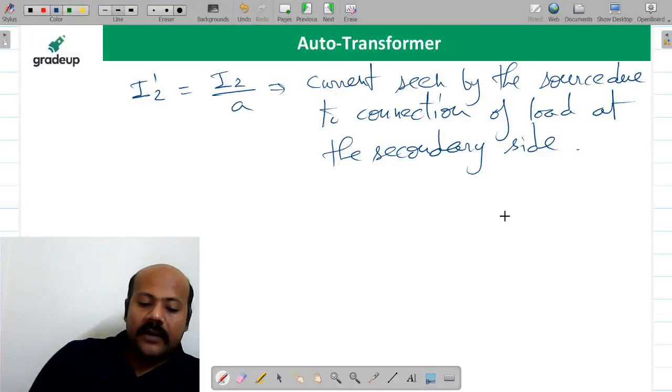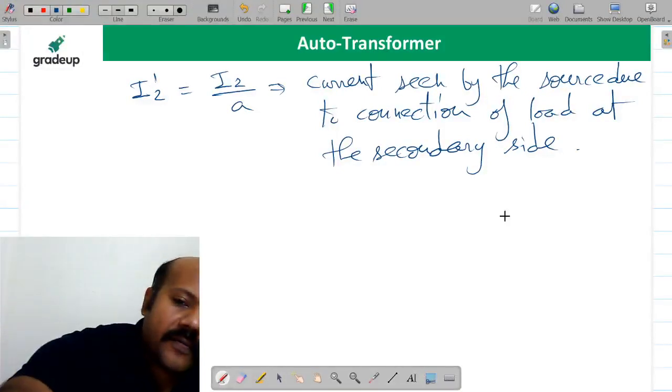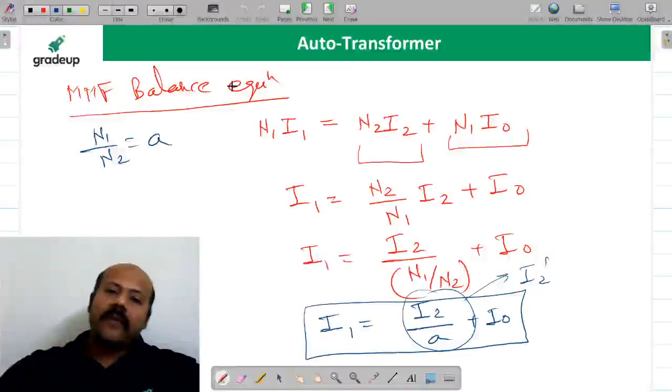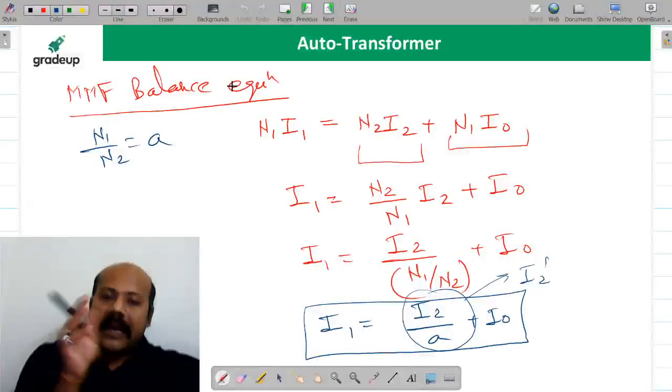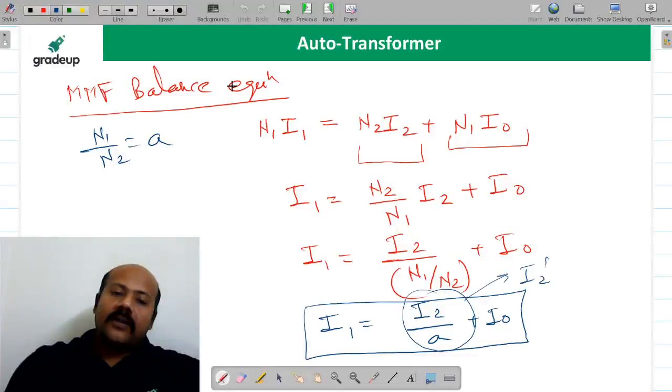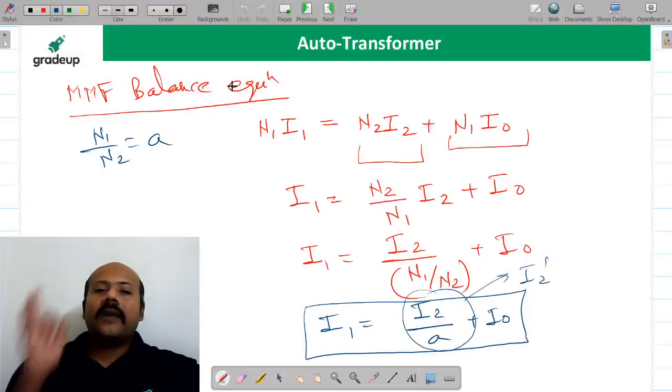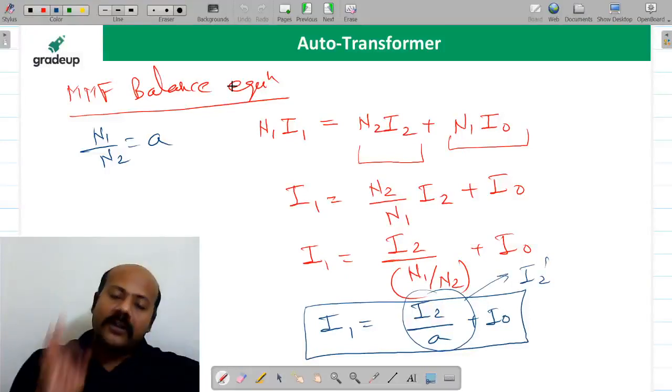Ranjit Mahal is saying, sir, please repeat it. Okay. Now see how we are doing the MMF balance equation. How we are balancing the MMF. This MMF balance we have carried from the principle or the concept of transformer action.